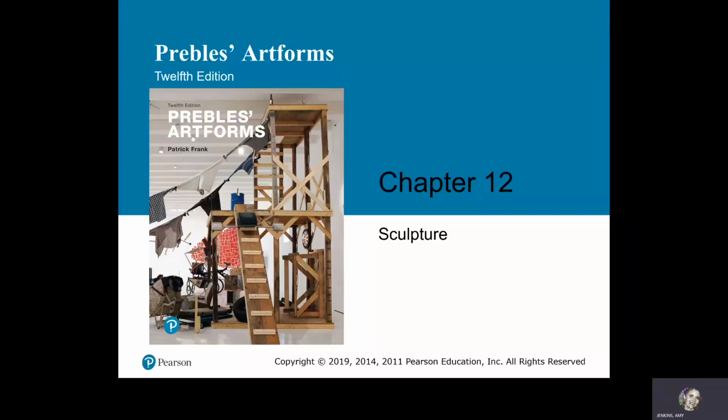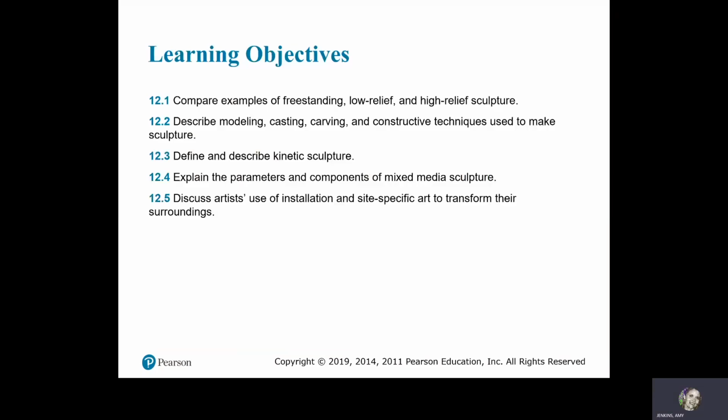Chapter 12, Sculpture. Learning Objectives. Compare examples of freestanding, low relief, and high relief sculpture. Describe modeling, casting, carving, and constructive techniques used to make sculpture.